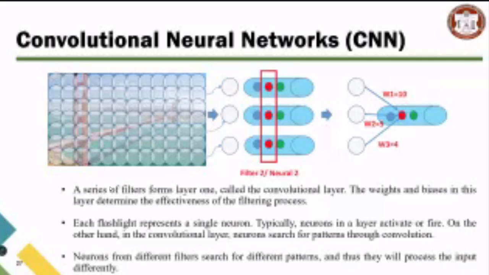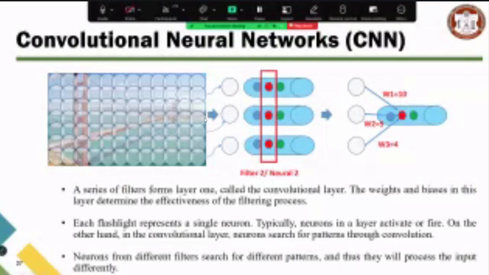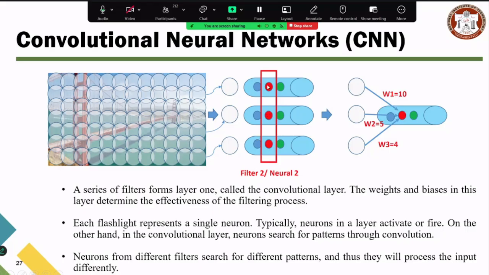So you see here, a series of filters forms a layer. Look at here, there are three types of colors: red, blue, green. The reds are on a particular filter layer, then blue neurons are going to be formed in another layer, and green is another layer. So the layers are going to be formed in such a way, connecting with each other and dealing with all computation aspects.